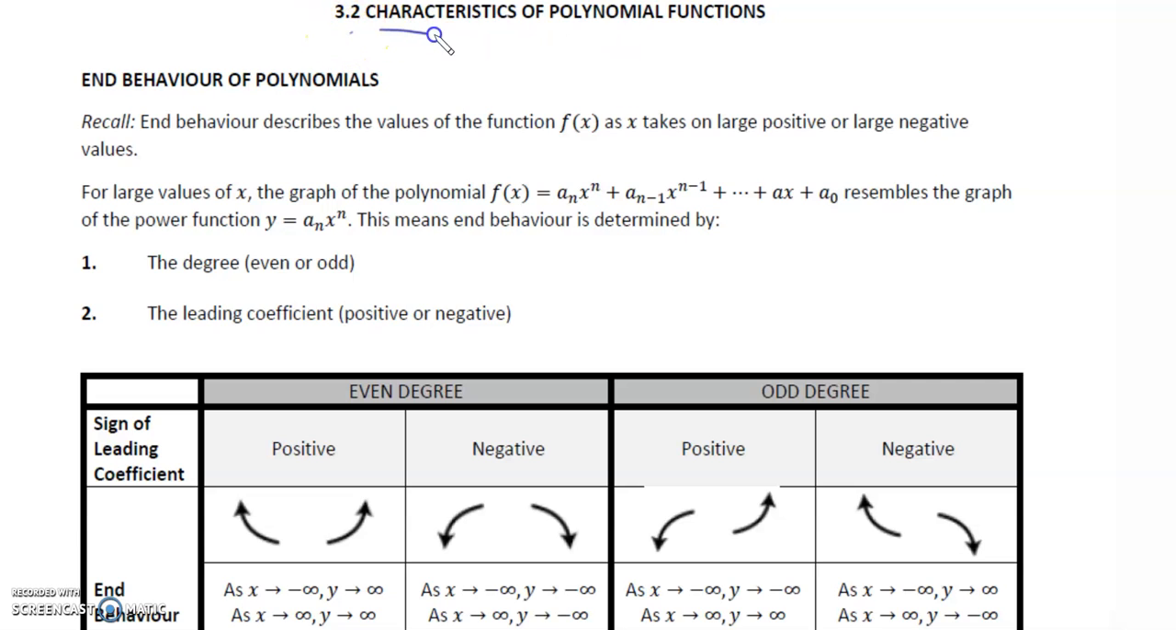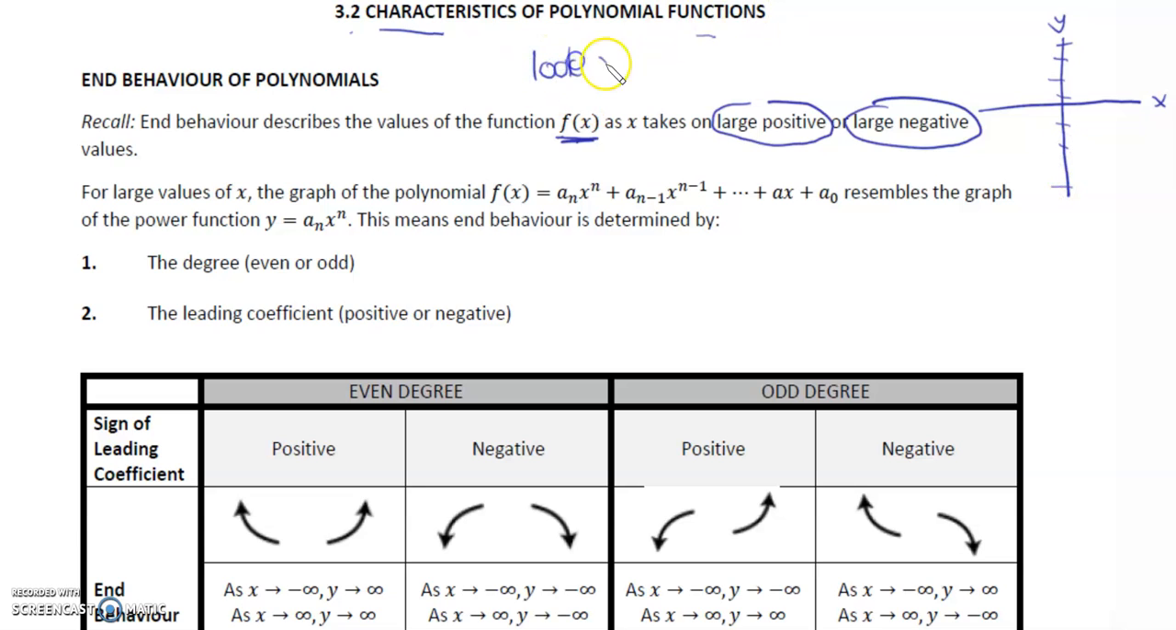Okay, 3.2 characteristics of polynomial functions. So we're going to talk about end behaviors of polynomials. End behavior describes the values of the function f at x as x takes on large positive or large negative values. So what that means is that we're going to be looking at a graph on a Cartesian plane with x and y, and we want to know what is y doing. So we always look at the y's.